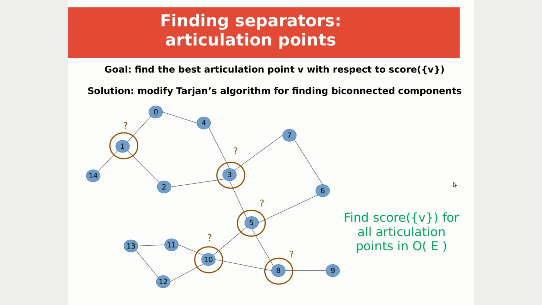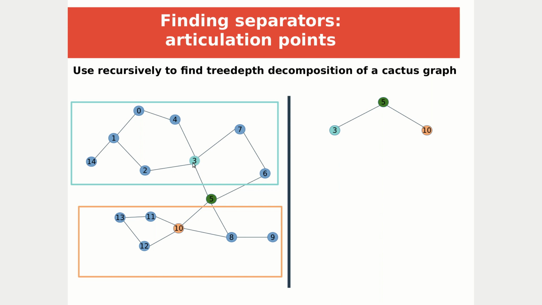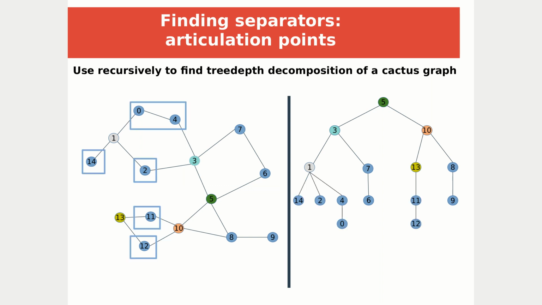Finding the score of v for every articulation point in the graph can be done in time linear in the number of edges in the graph. In case of a cactus graph, it's also linear in the number of nodes. And we use the method recursively to find a treedepth decomposition of a cactus graph. First the best articulation point, then two articulation points, separators in connected components, another step, and we have found the whole treedepth decomposition of the considered cactus graph. The whole procedure works in time E log V.